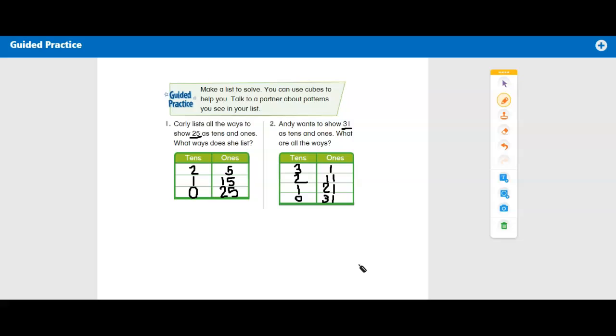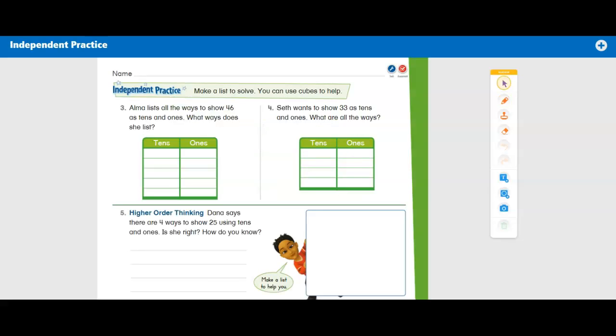When working in your independent practice, as you are working through your list, begin looking for a pattern. The pattern will help you identify the numbers that you need to complete your list. Let's look at your independent practice beginning on page 351. Our directions tell us to make a list to solve. You can use cubes to help.